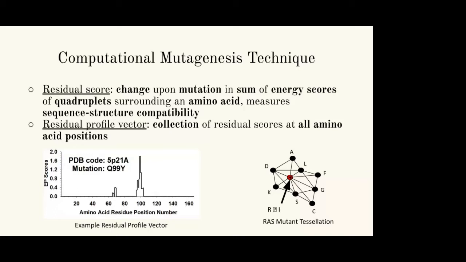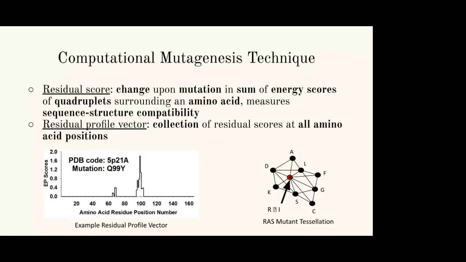Okay, so once we were able to generate the delineate tessellation for each of the mutants, the next step in the computational mutagenesis technique was to quantify the structural effects of every resulting mutant. In other words, we had to come up with an energy score for it. To make the energy score, we relied on two metrics. One is called residual score, and the other is called a residual profile vector.